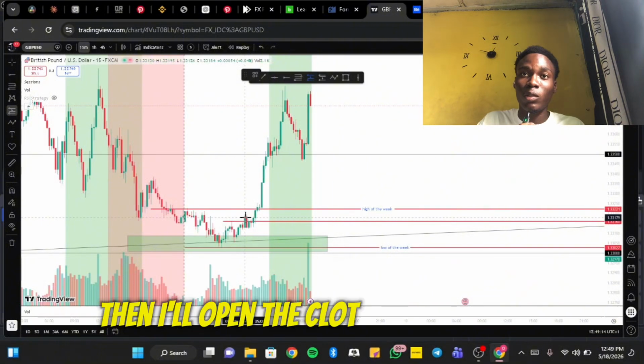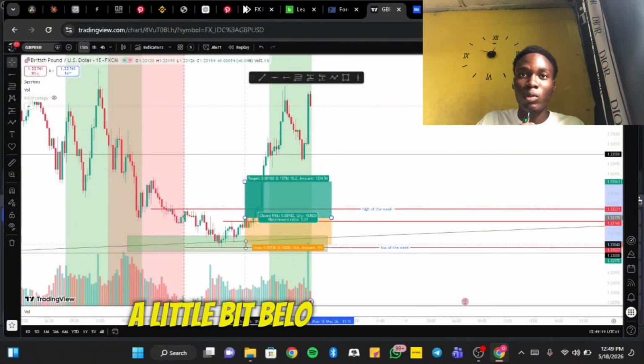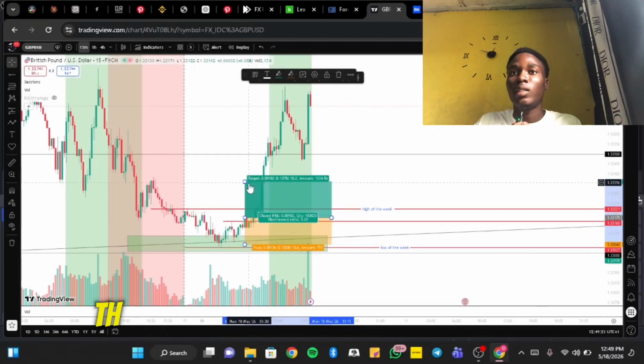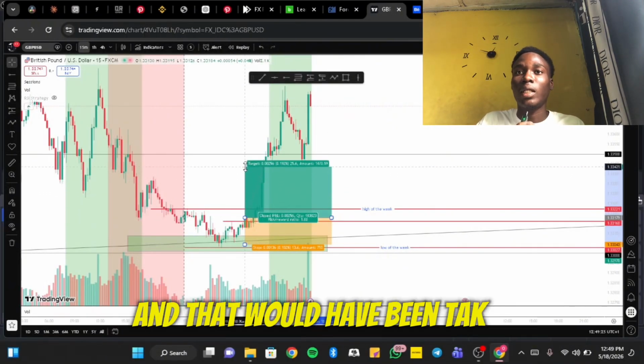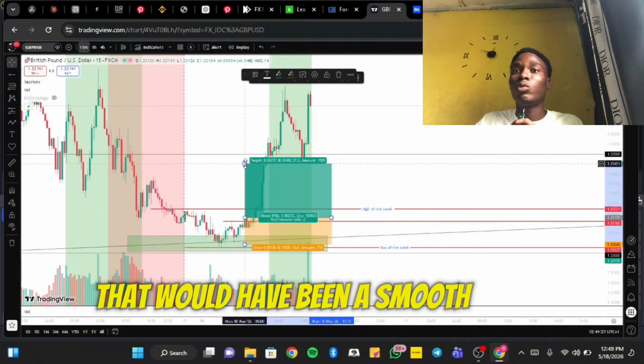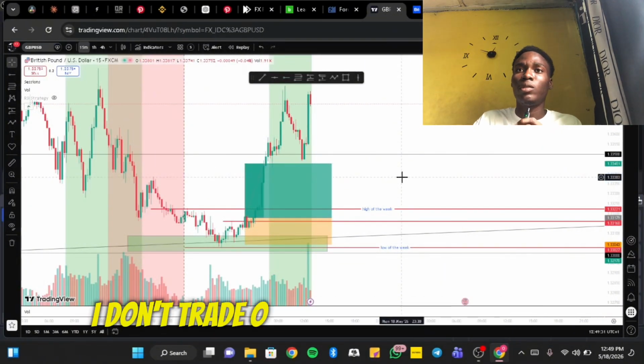Then upon the close, that was when I would be entering, and my stop loss would be a little bit below the recent low, this one that was created here. Then I would go for 1 to 2, and that would have been taken. That would have been a smooth trade today. But rules followed, no regret at all. I don't trade on Mondays, and that's it.